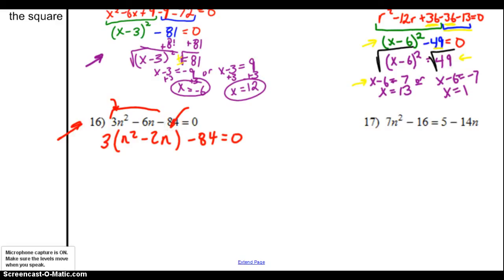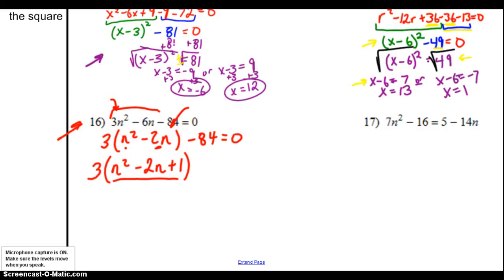And just like before, we're going to try and make this right here a perfect square trinomial. So what would we have to add to that to make a perfect square trinomial? Well, we've got n squared minus 2n. Let's see, 2 divided by 2 is 1. 1 squared is 1, which means that I'll have to rewrite this as 3(n squared minus 2n plus 1). Now, I've just created a perfect square trinomial right here.